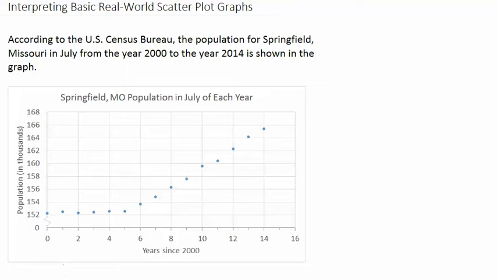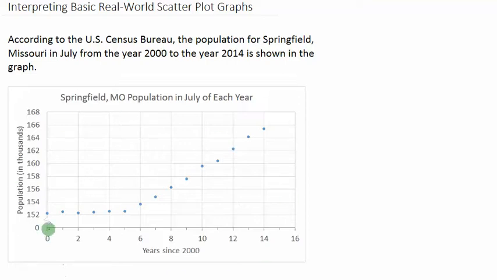I've collected some data about Springfield, Missouri, which is where I live, from the U.S. Census Bureau, and I've put it into a scatter plot graph here. A scatter plot represents data using individual points like this, and this particular graph represents the population of Springfield from the year 2000 to the year 2014, and during each of those years the population was measured in the month of July. Okay, so let's summarize this graph.